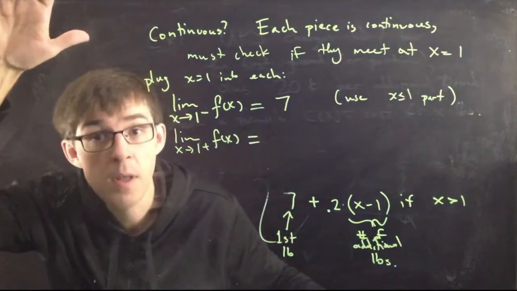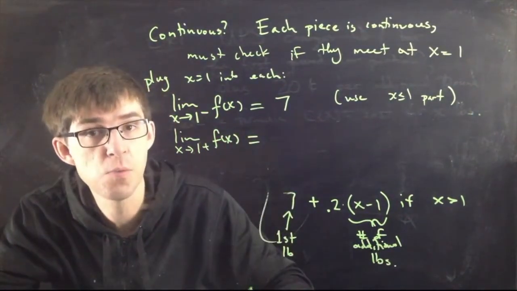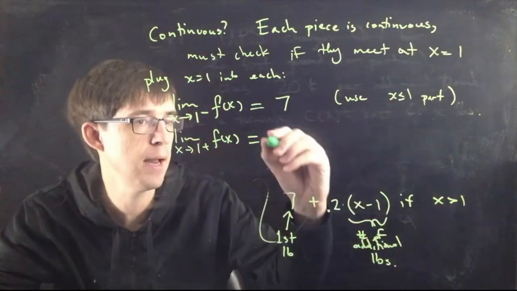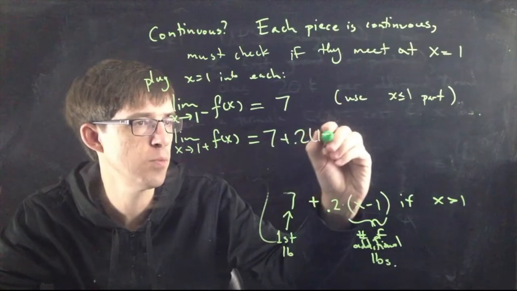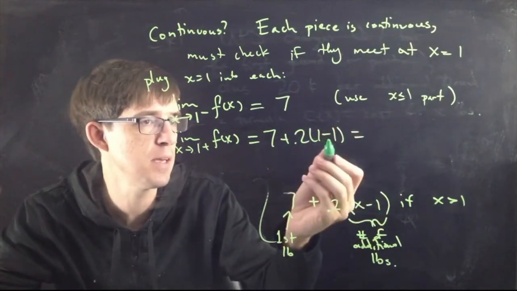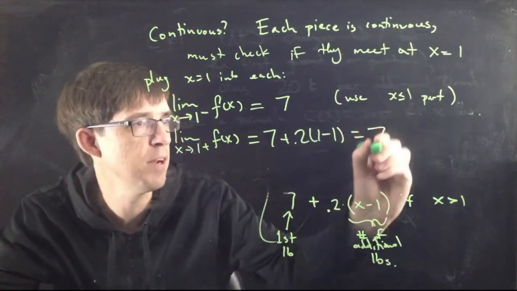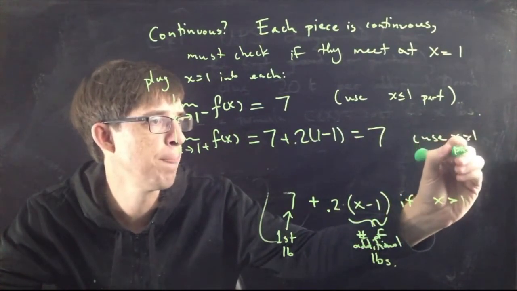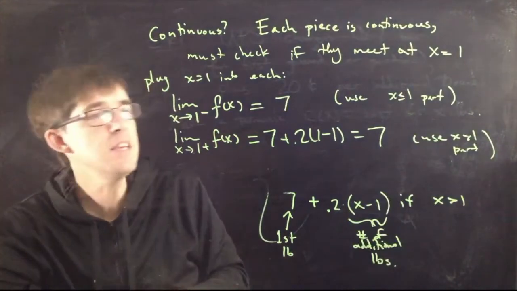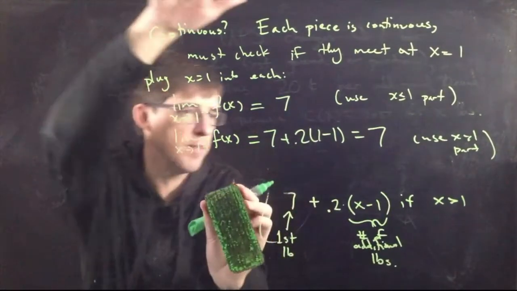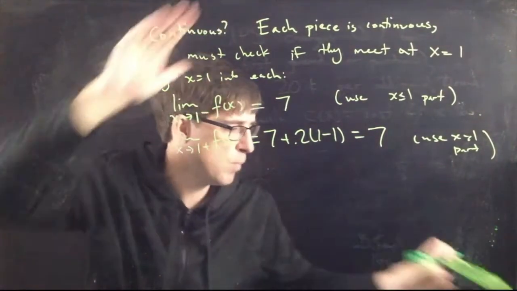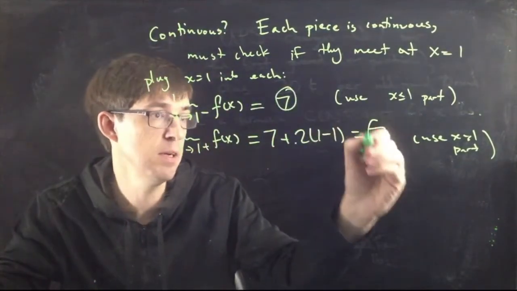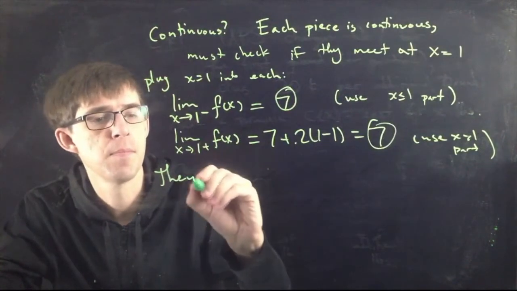How about this one? This means x is very close to 1, but slightly bigger, which means I should use this branch, x greater than 1. Plug 1 into that. I get 7 plus 0.2 times 1 minus 1, and that's going to be 0 times 1 minus 0, 7, right? So for this one, I used the x greater than 1 part. And these values are the same, the 7 and the 7. So they are the same, which means the two pieces actually do meet up at the same value. It's 7. They match.